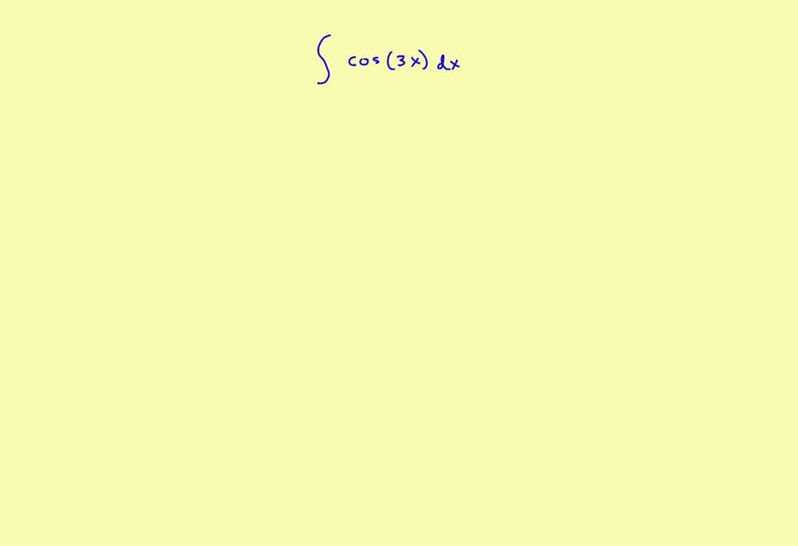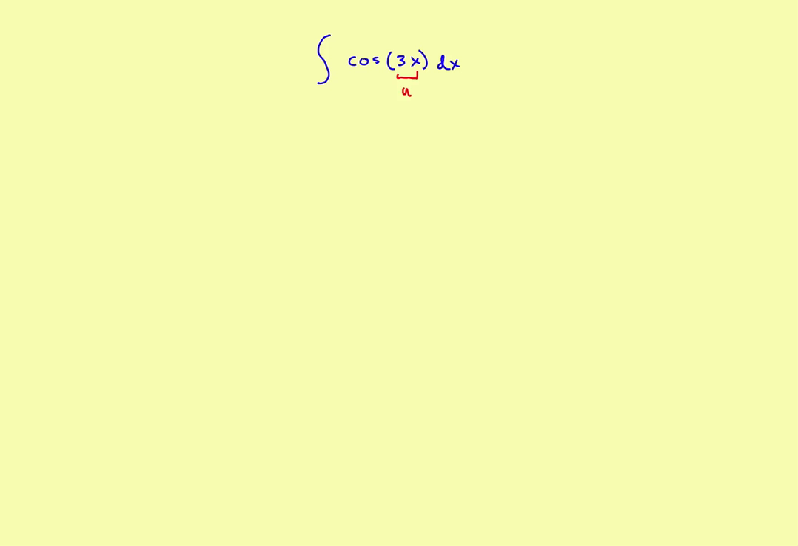So the way you'll attack this problem will be the following. It depends on the problem. Sometimes you let u be the argument of the trig function. Sometimes you let u be the trig function itself. In this case, we'll let u be equal to the argument of the trig function. So this right here is what I'm going to pick for u.